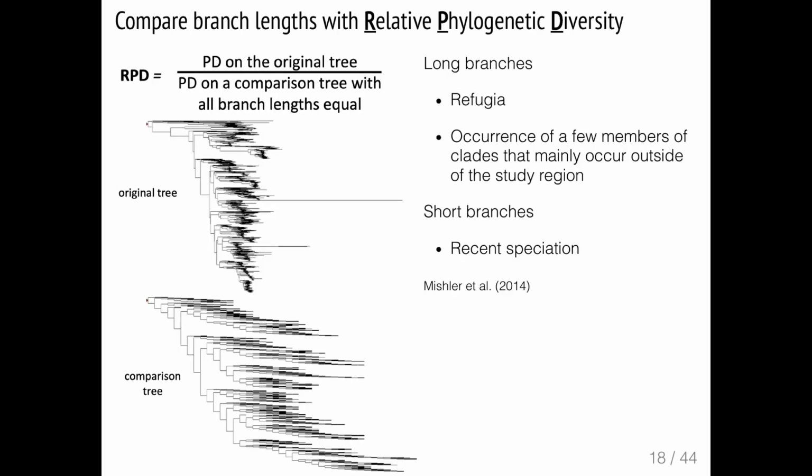Another way to analyze phylogenetic diversity is to look at relative branch lengths. Are branches on average longer or shorter than expected for a given community? We do this by comparing PD measured on the original tree to PD measured on a tree where all branch lengths have been set equal. This metric is called relative phylogenetic diversity, or RPD. High RPD indicates long branches, which could be due to species evolving in isolated refugia, or to immigration by species that are distantly related to others in the community. Low RPD indicates short branches, which could be due to recent speciation.